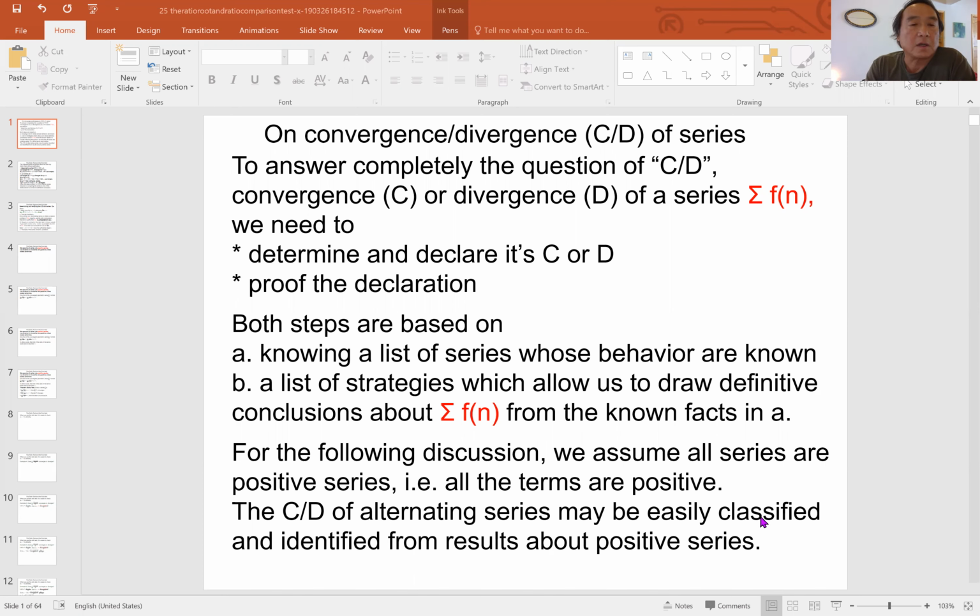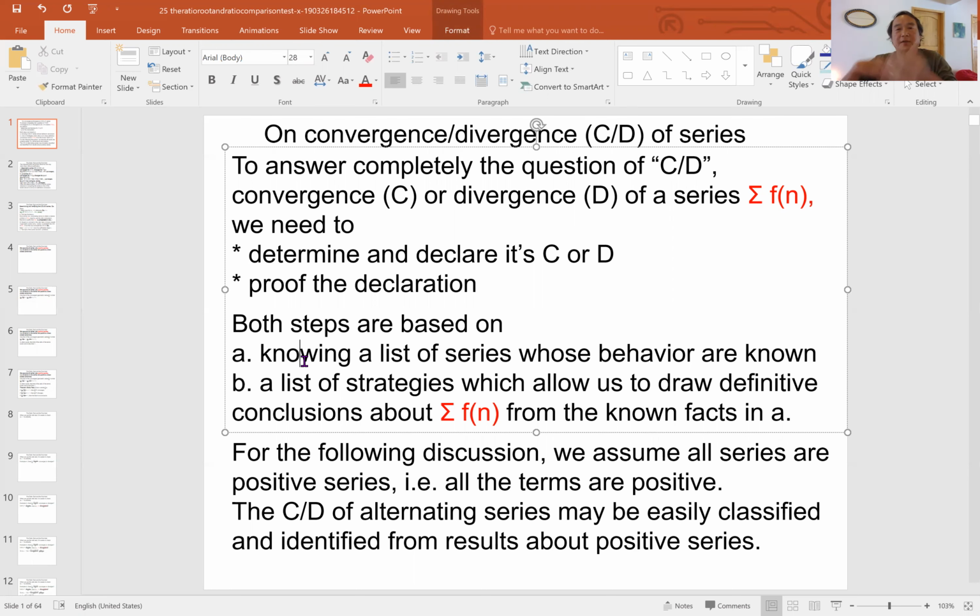So let's first talk about what the protocols are for dealing with this problem. The protocol is that we have to declare whether the series we have in hand is either convergent or divergent, and then the second thing we're going to do is prove our declarations. Both of these steps are kind of a chicken and egg question.